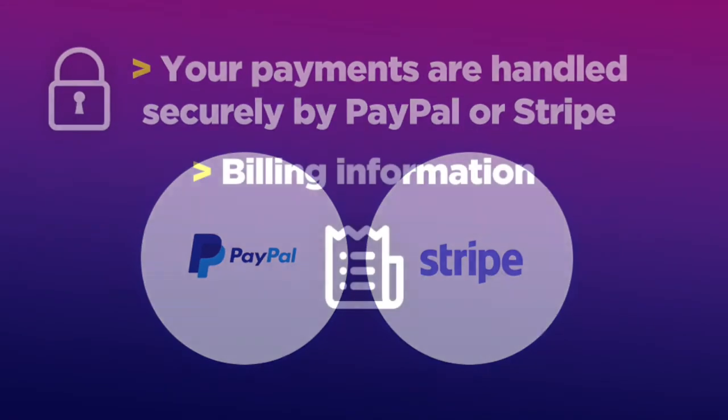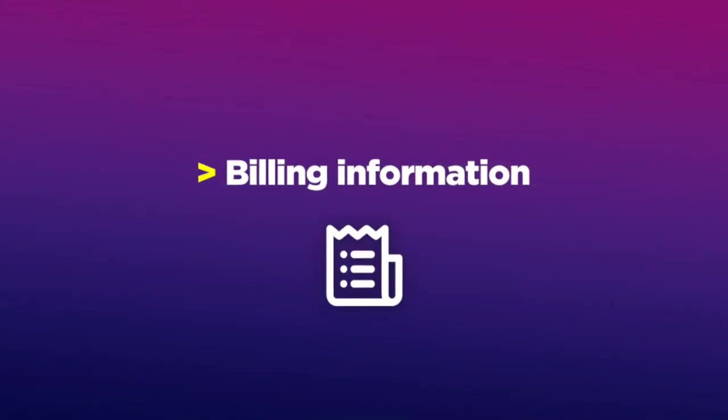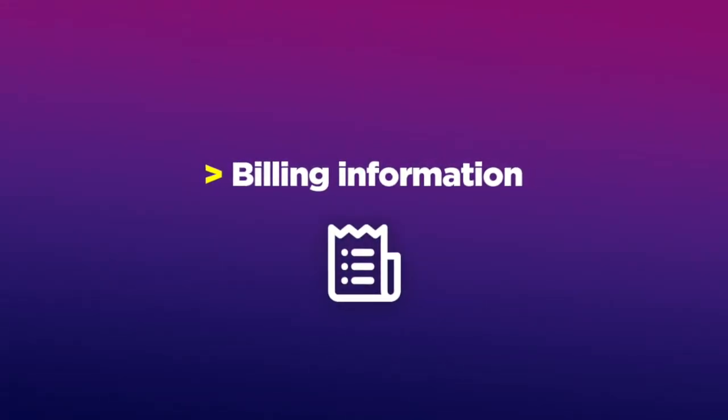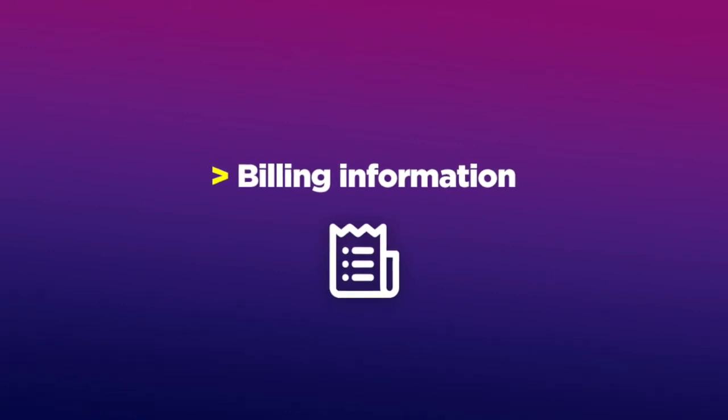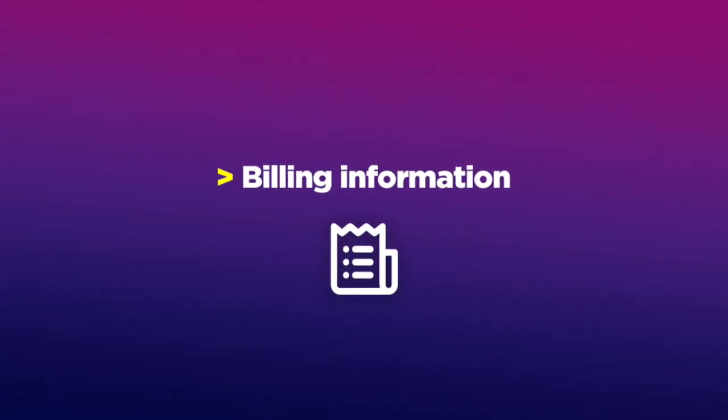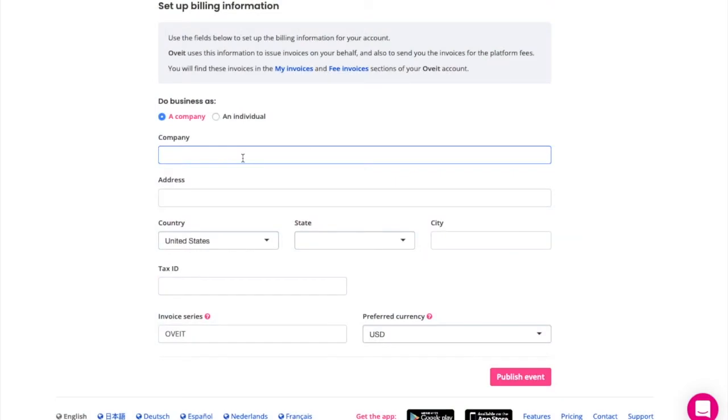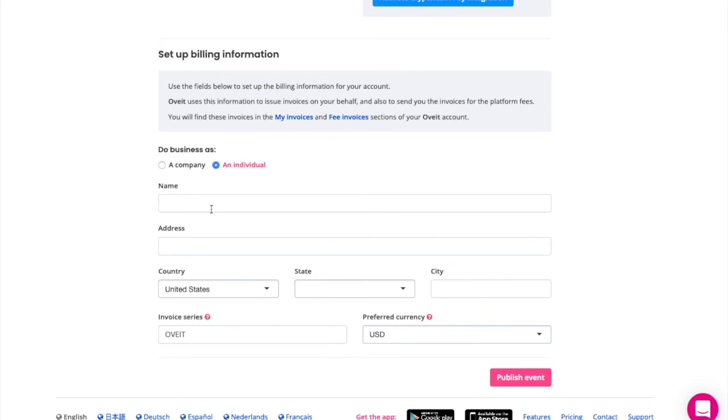If you haven't done so already, you will need to fill in your billing information. As you sell directly to your visitors and receive payments directly, they will need to know who they're buying from. Oveit issues invoices for all purchases on your behalf. Here's what you need to fill in only once as you start selling.